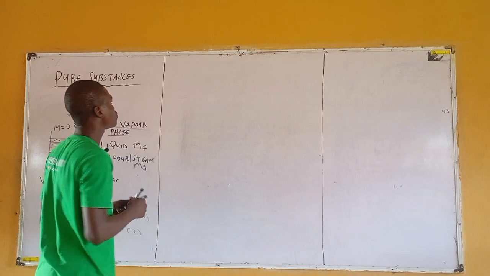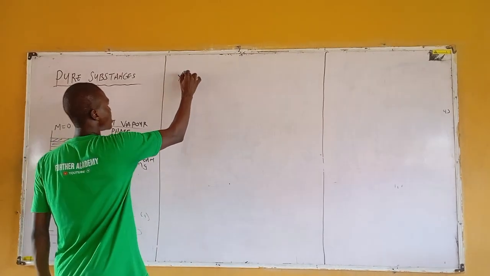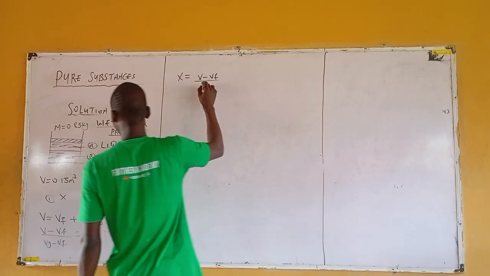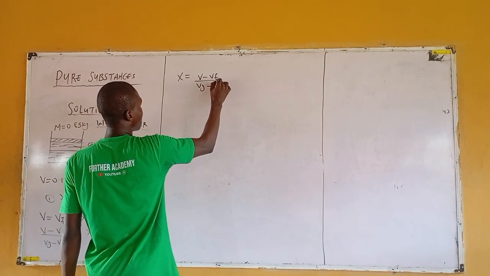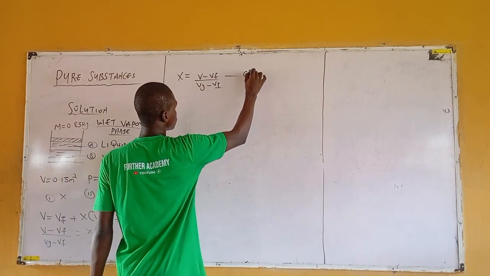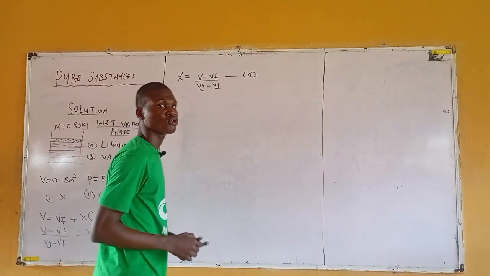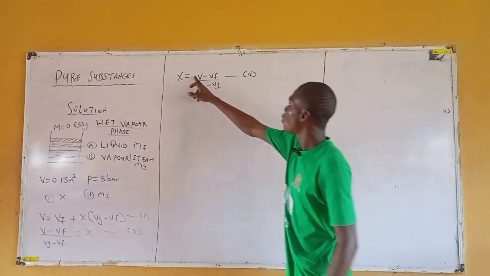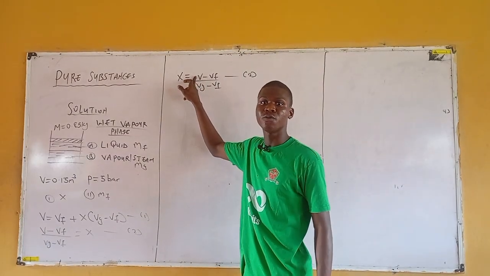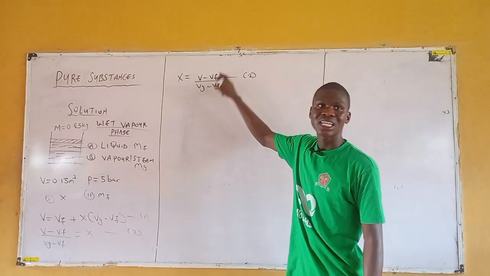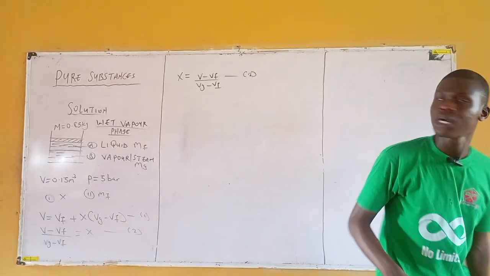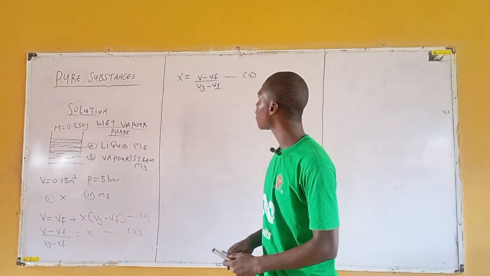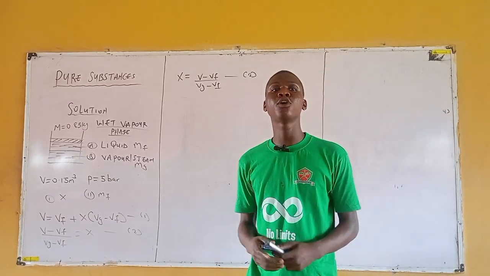So I'm saying that to determine the dryness fraction, which is x, use the formula (v minus vf) all divided by (vg minus vf), which is my equation 2. Now from equation 2, what are the unknowns? What's v? v means the specific volume. What's vf? Saturated liquid. What's vg? Saturated vapor.